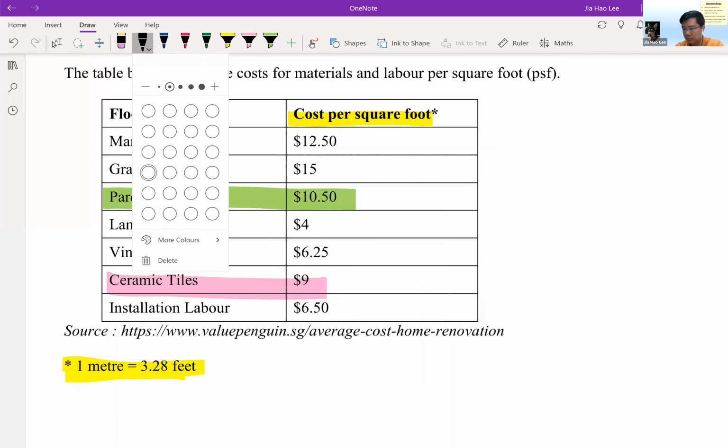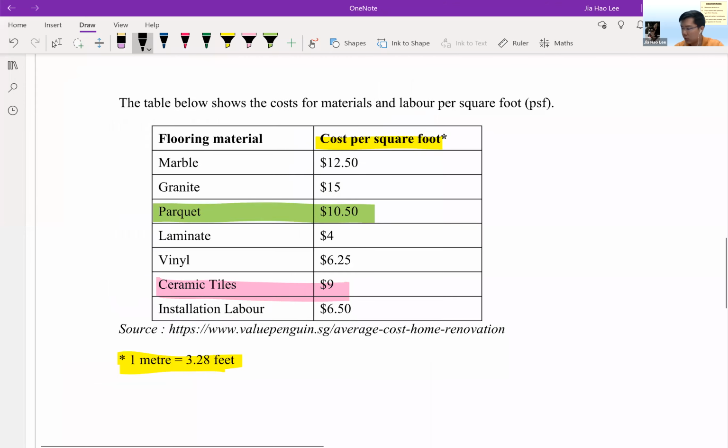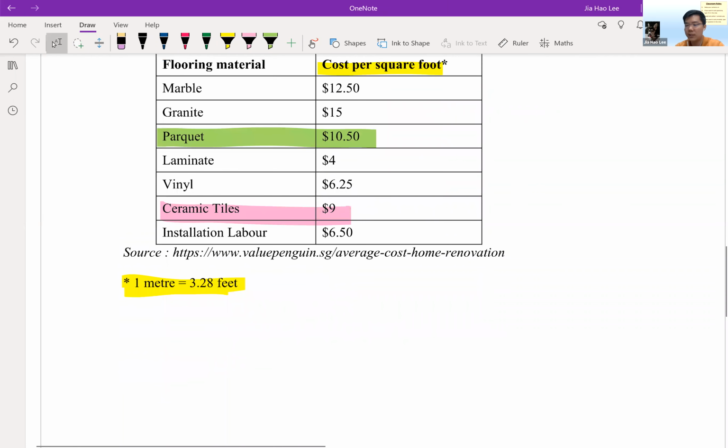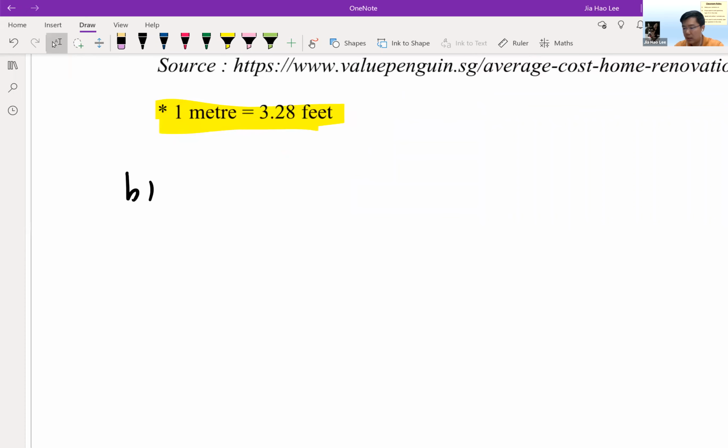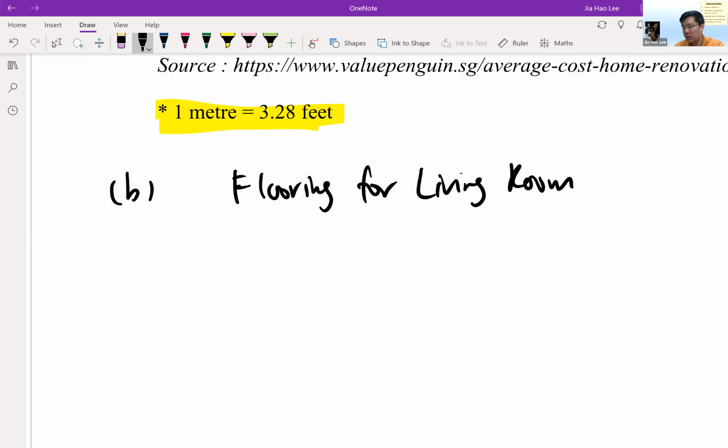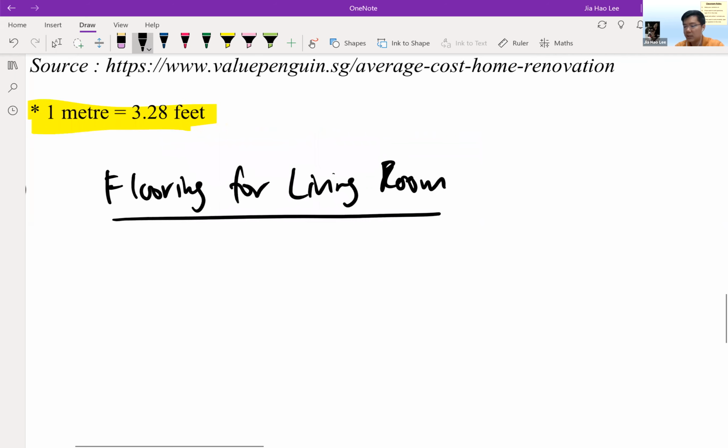Now, let's start by writing. For this question, for 5 marks, I want to create some subheaders to help with my organization of the calculation. So let's do my part B here. The first subheader I'm going to do is the flooring for the living room. Let's write that down: Flooring for the living room. Since it's a subheader, I'm just going to put an underline to it. Okay, so that is the first thing I'm going to do.